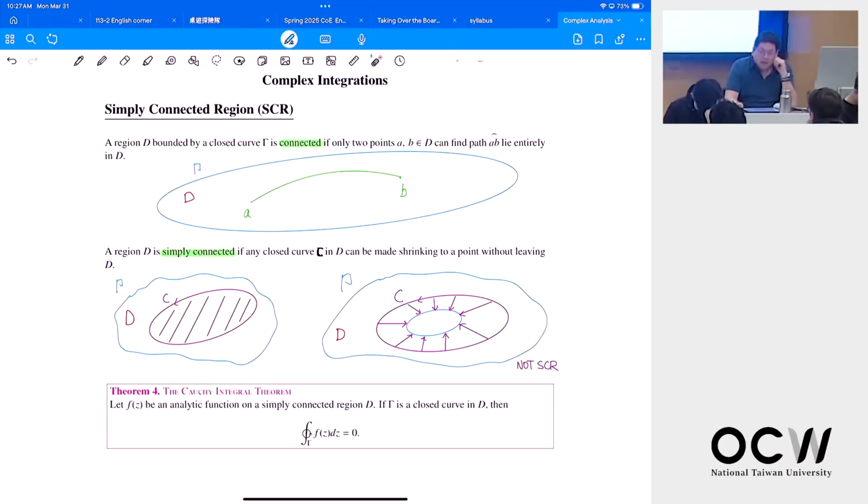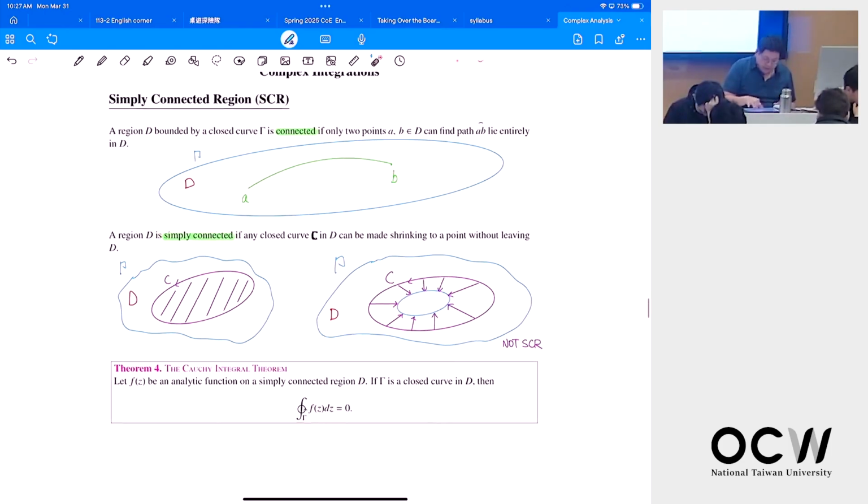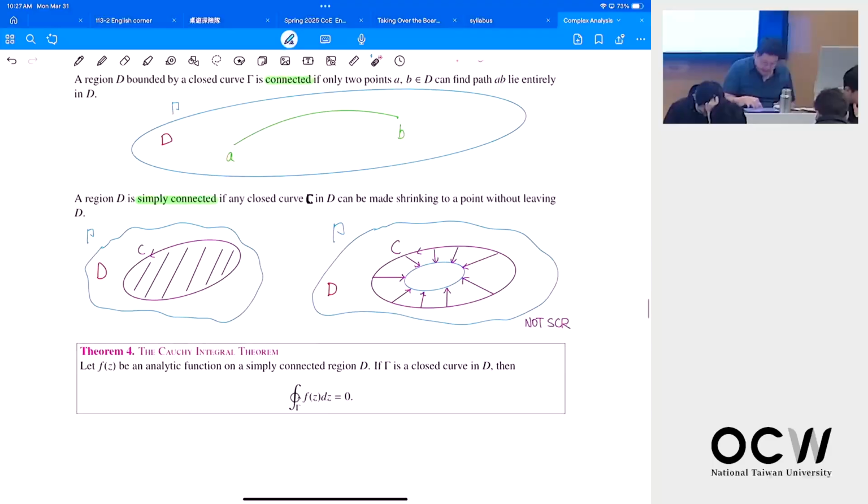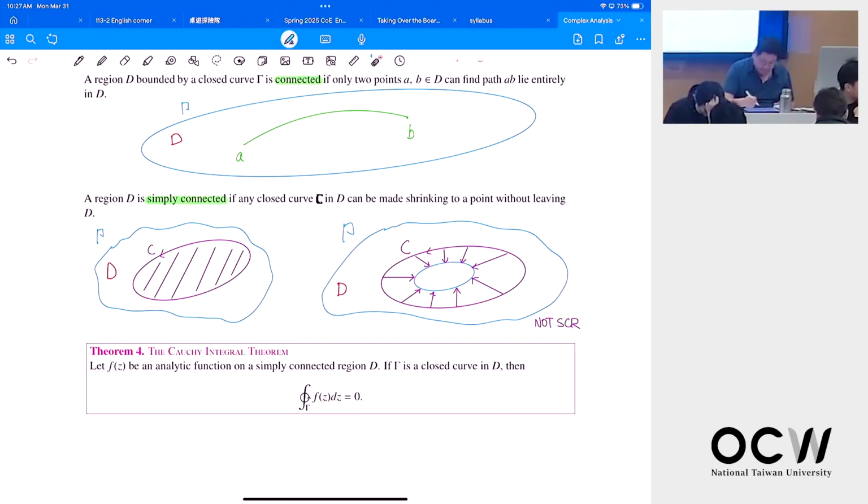Okay. All right, so based on this simply connected region, let us see the Cauchy integral theorem. I have a complex function f of z. It is an analytic function on a simply connected region D. Then if tau is a closed curve in D, and I do the circular integral for this complex function, then it will be 0.